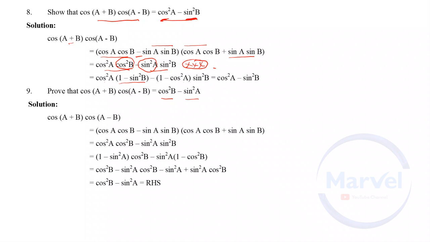So here we have one more additional step. cos²A minus cos²A sin²B minus sin²A plus sin²A sin²B. These two get cancelled and hence cos²A minus sin²B.